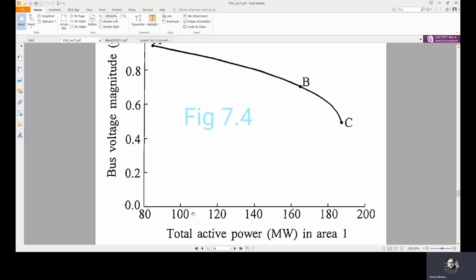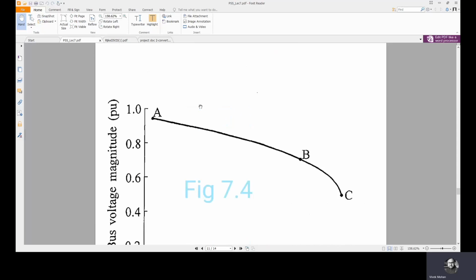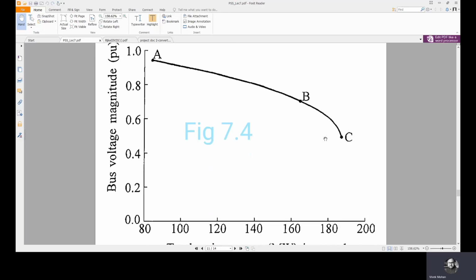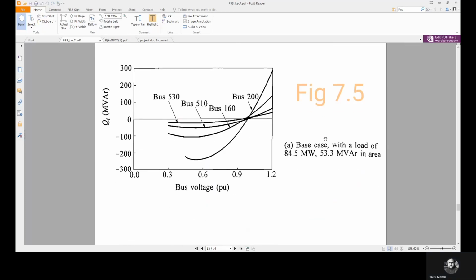So you can see here when the total active power in area 1 is increased, the voltage magnitude is also reduced. The receiving end voltage, the receiving end voltage means the load bus voltage, is reduced. Now we'll see for different buses what is the effect of loading.